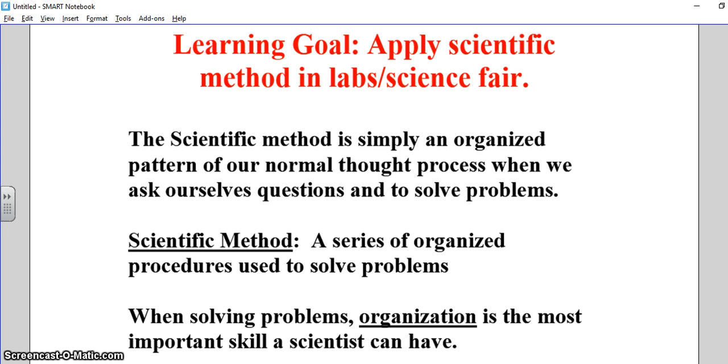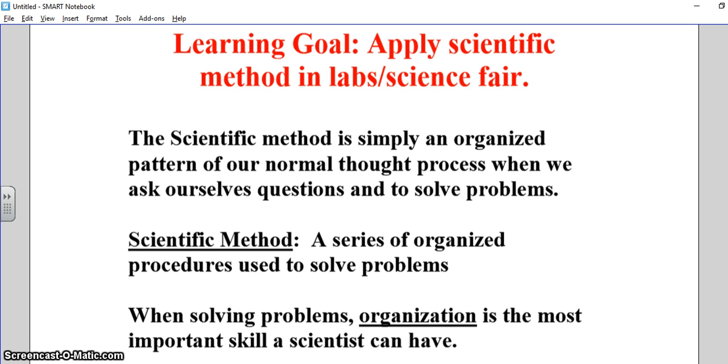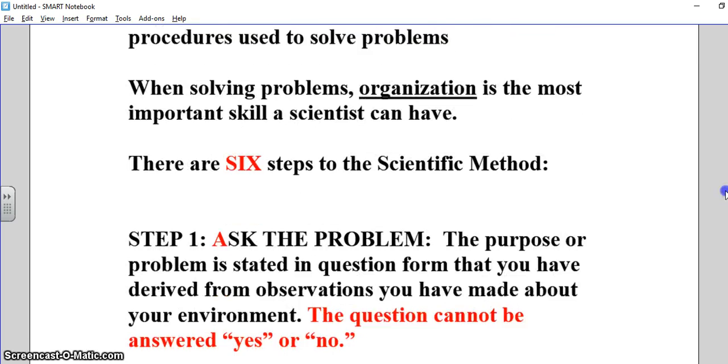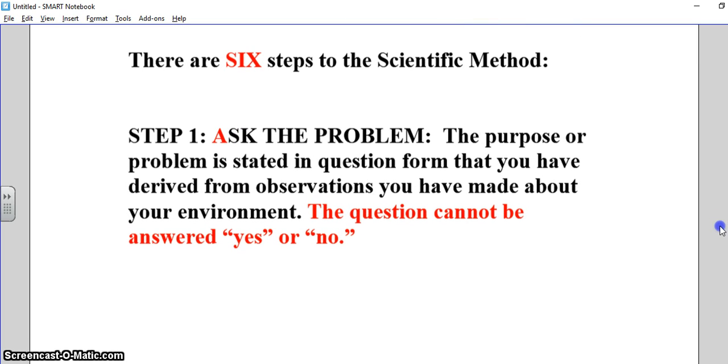It's just a series of organized procedures used to solve problems. So when you solve problems, it needs to be organized. And I struggle in this department, and if I can do it, so can you. And we will be organized, all right? It's an important skill that all scientists, geologists, mineralogists, biologists, all must have. As you know, there are 6 steps to the scientific method.